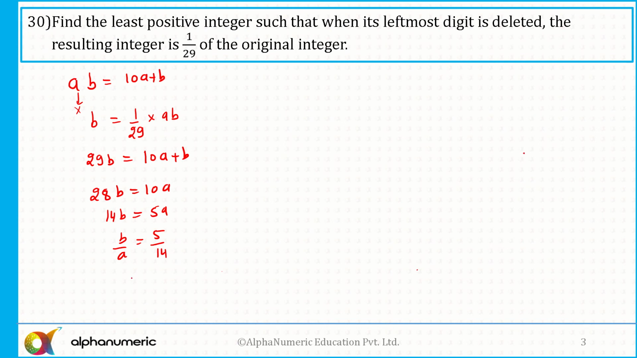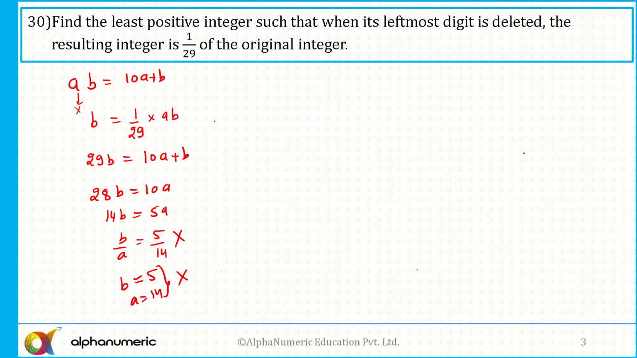But remember, A is a single digit number. So this case is not possible. Why? Because B is 5 and A is 14, and A is a single digit number. And this is the simplest form of the fraction. So that's why this case is not possible at all.